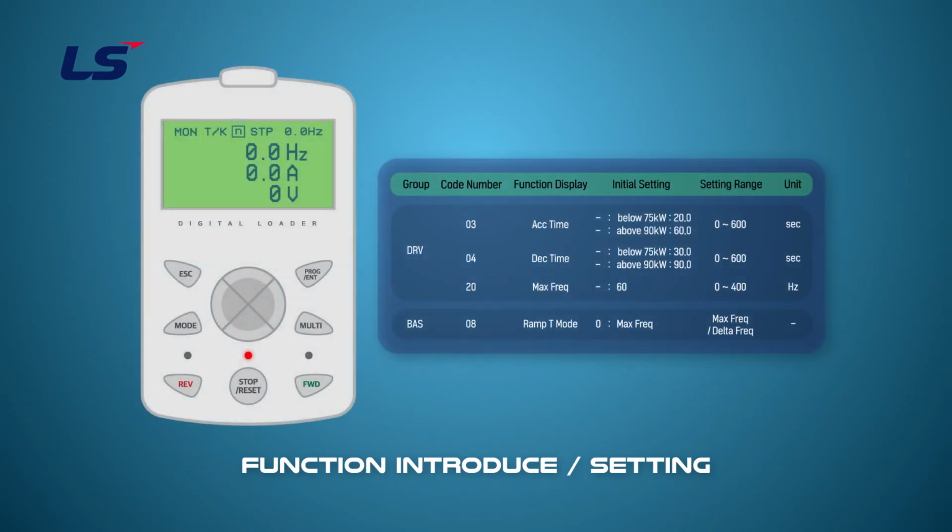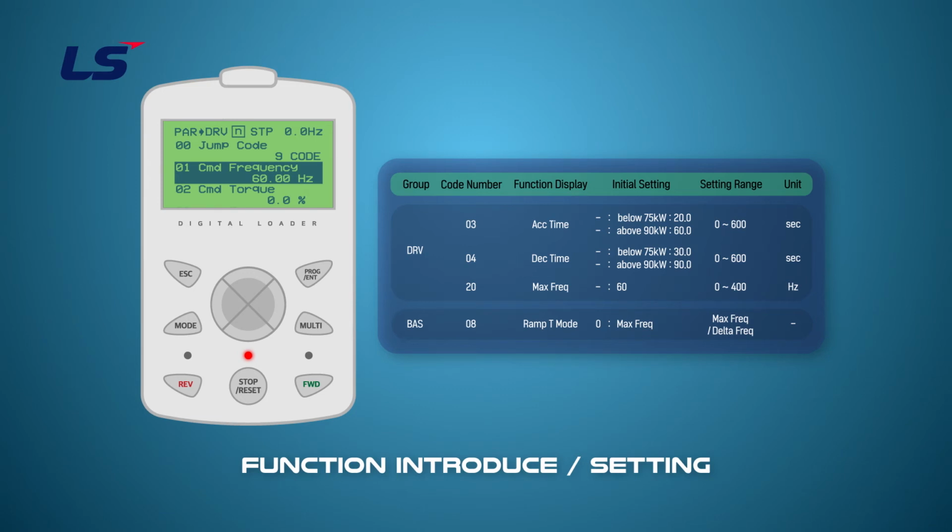The acceleration and deceleration time setting is defined as the time to reach the maximum frequency set by drive and can be changed at DRV 3 and 4. Next, let's set the motor speed and the acceleration and deceleration time. You can set the target frequency at DRV 1, and now we will set it to 60 Hz.